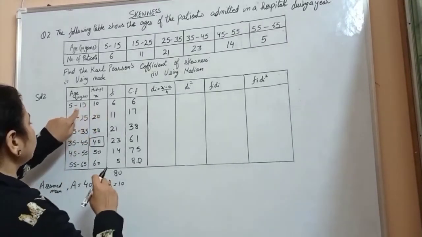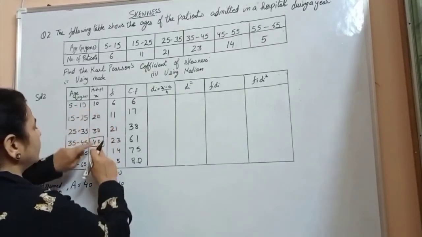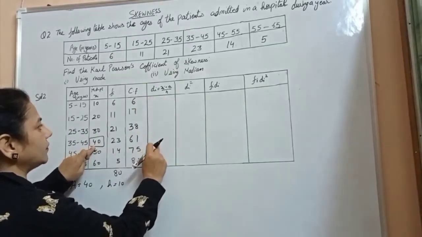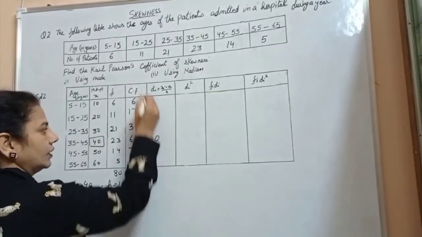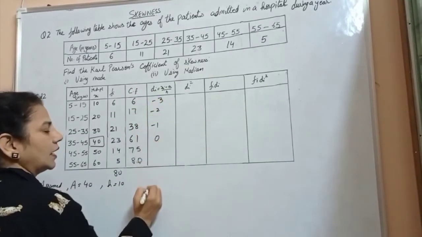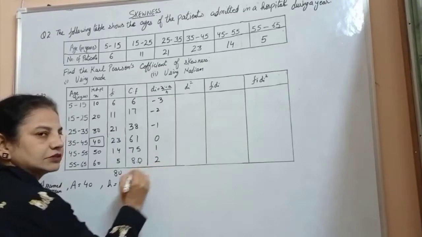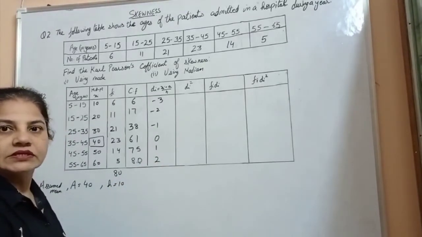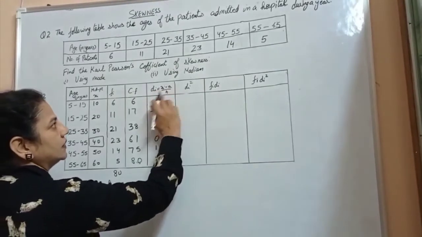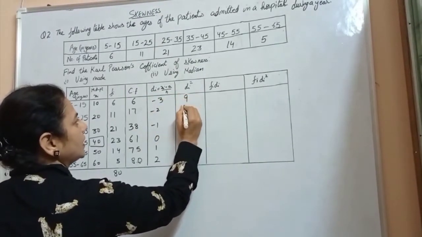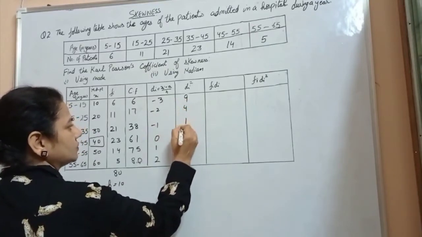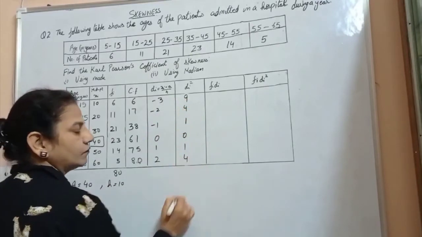Now you can see Xi is there. We will start from 40 itself. 40 minus 40 divided by 10 is 0. So above 0 we will write minus 1, minus 2, minus 3, and below 0 we will write plus 1, plus 2, as we do in the step deviation method to calculate the mean. Now we calculate di square. Minus 3 square is 9, minus 2 square is 4, minus 1 square is 1, then 0, 1 and 4.